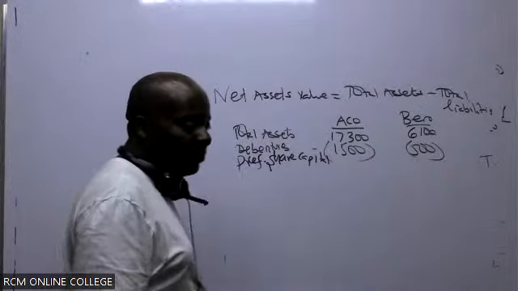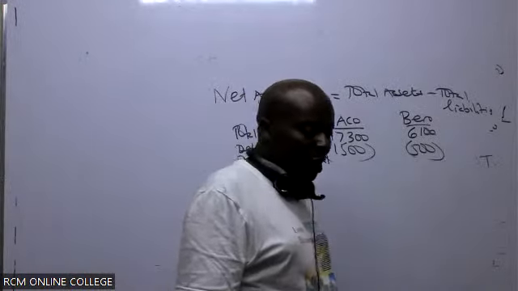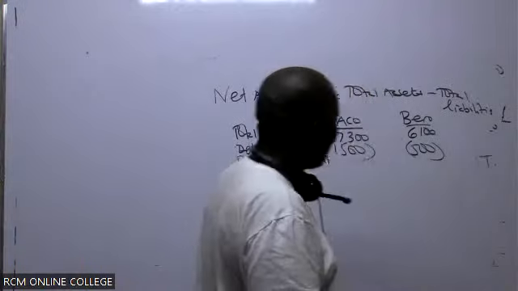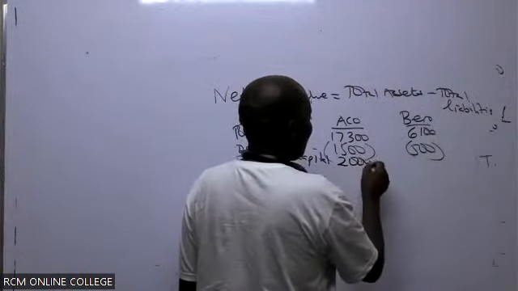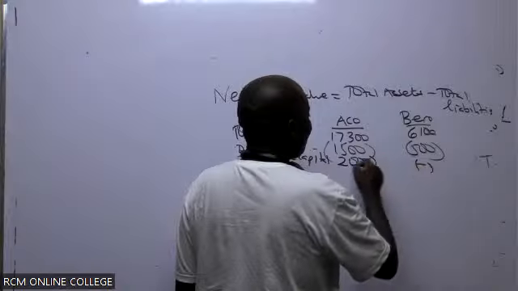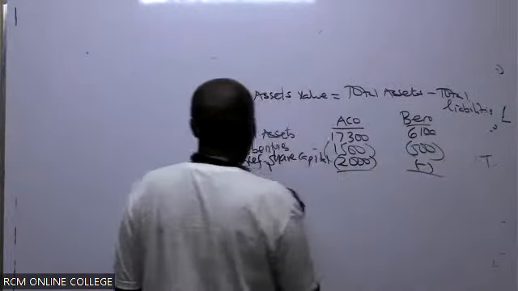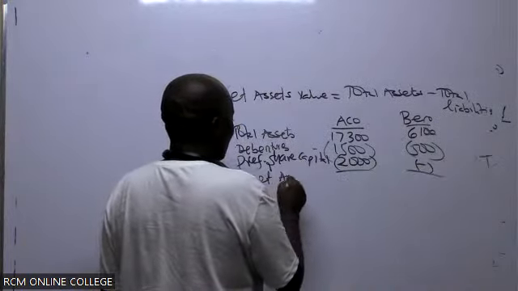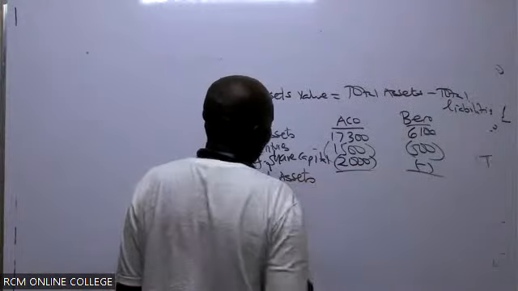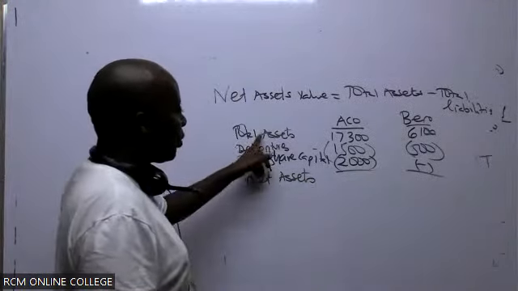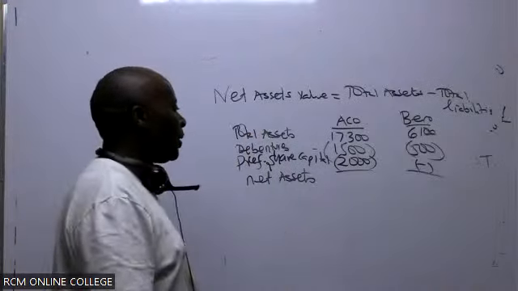So preference share capital, what do we have here? For ACO it is 2,000. This other one doesn't have any. So then we have here our net assets. We never had the current liabilities here. They were deducted when getting the total assets figure. So please give me the net assets.